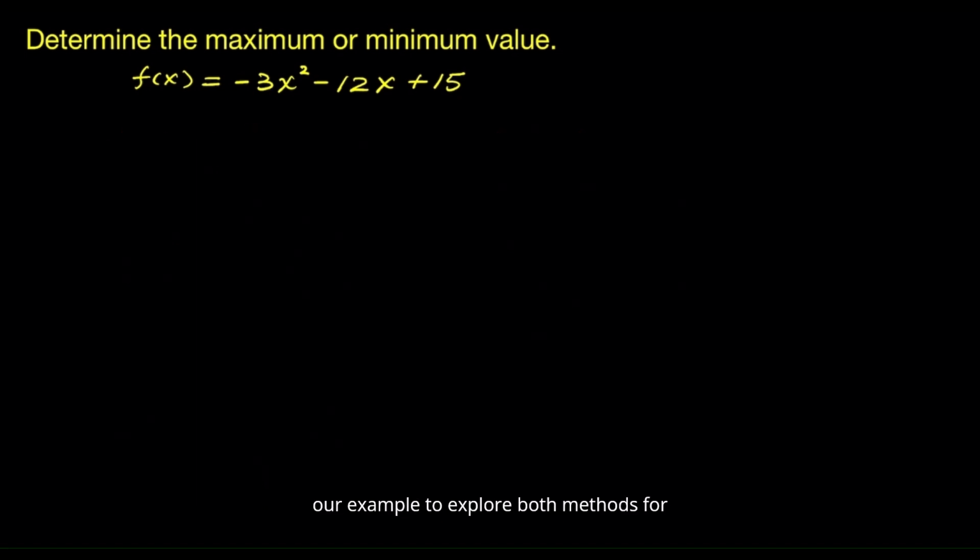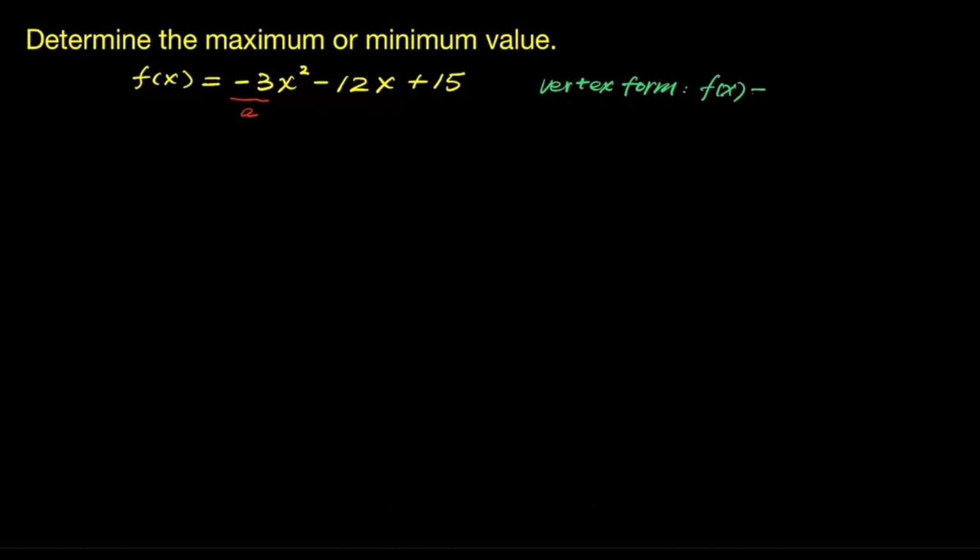Now let's move on to our example to explore both methods for finding the vertex. In this case, we have a equals negative 3, so we know that the vertex will be a maximum. Now let's first try to find this maximum by converting the function into the vertex form, which can be expressed as f(x) equals a(x minus h) squared plus k. It's called vertex form because h and k are exactly the coordinates of the vertex, which are what we are solving for. So how can we convert this standard form to this vertex form?